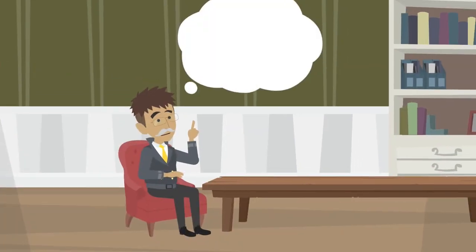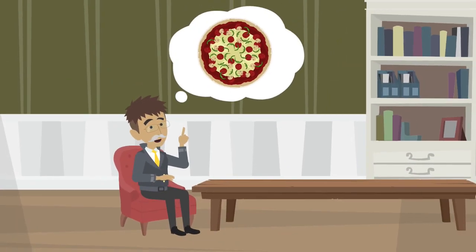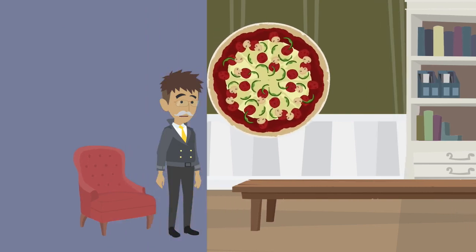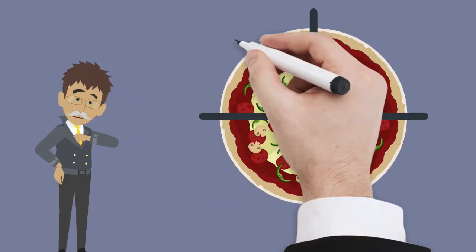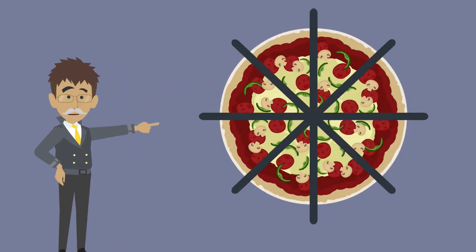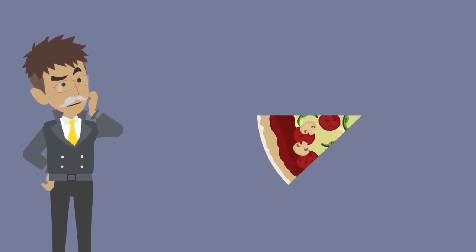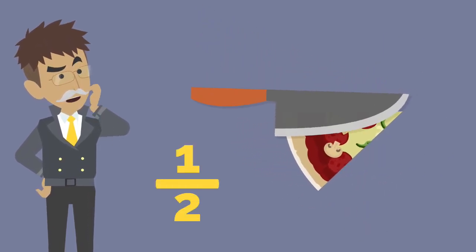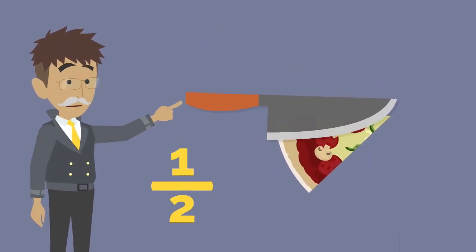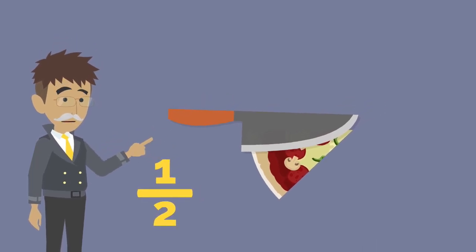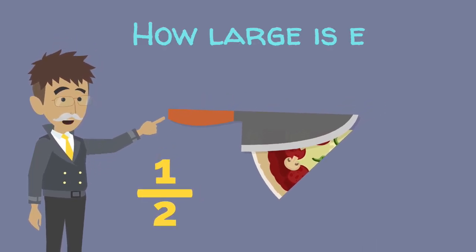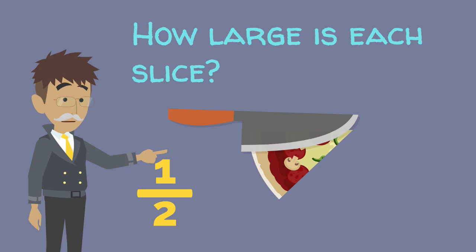Imagine you have a pizza and want to share it with your friends. You cut the pizza into 8 equal slices and each friend gets 1 slice. But what if you want to give each friend half of a slice? The original slices were 1/8 of the pizza, but how large is each slice after cutting them in half?